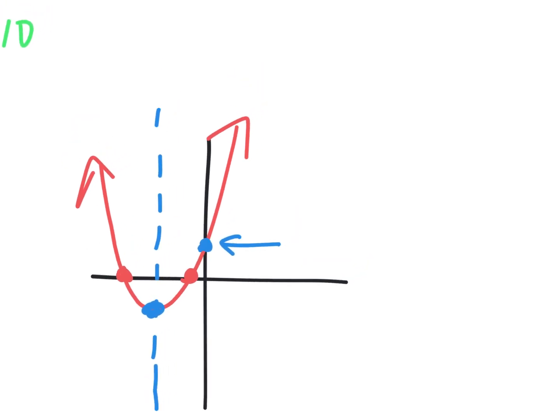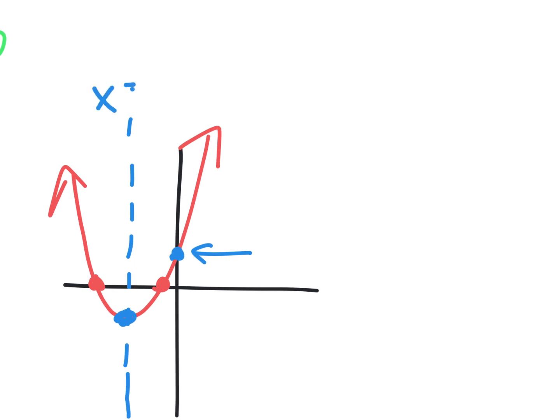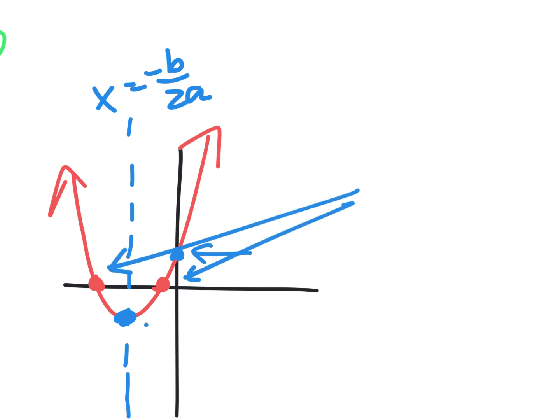Who remembers the equation for that little line that runs up and down? Negative b over 2a. Who remembers how to find the x-intercepts? That you get from doing what? Y equals 0. And you can factor it, because if you factor your quadratic, you'll get those x-intercepts.